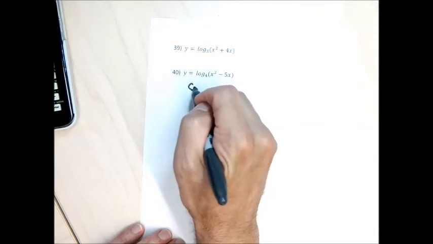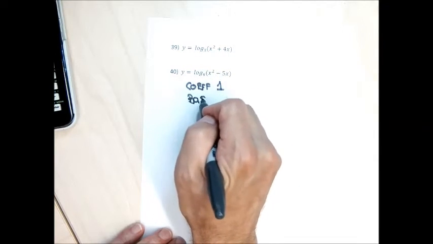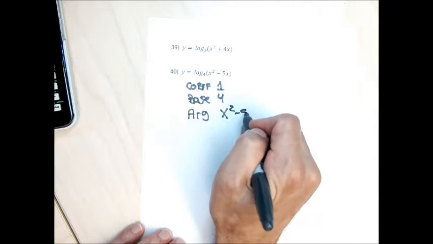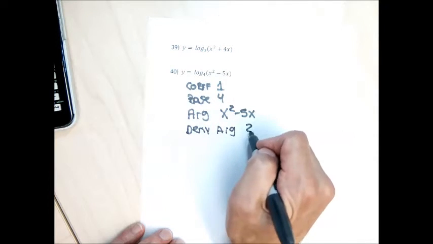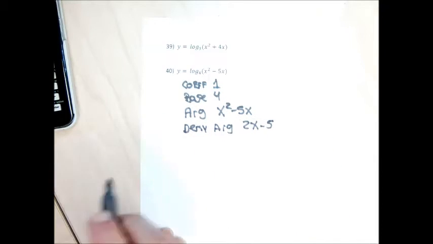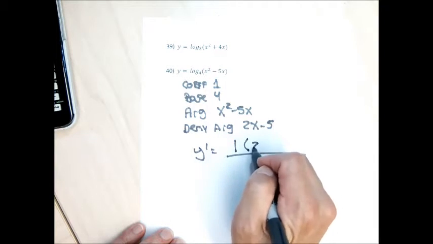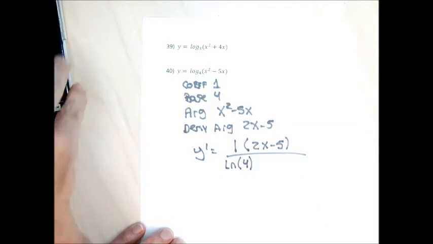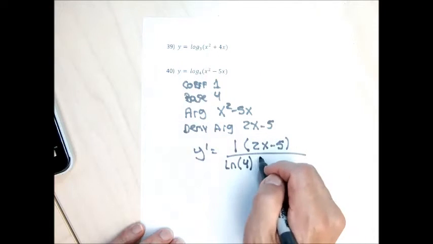All right, so 40, let me just do this quicker. My coefficient is 1. My base is 4. My argument is x squared minus 5x. And the derivative of the argument is 2x minus 5. I go to do the derivative. It's the coefficient 1 times the derivative of the argument, 2x minus 5, over the natural log of the base. That's not equal to 1. That's equal to an ugly decimal, so I'm just going to leave it in my answer, times the argument.